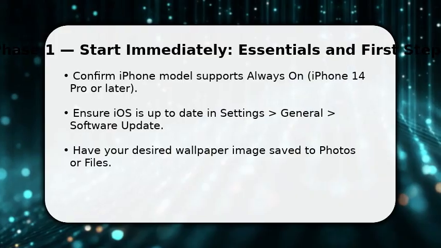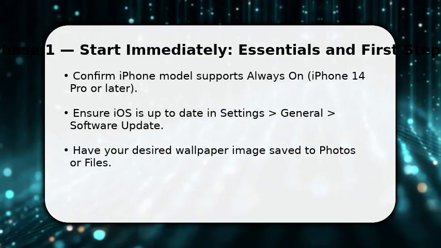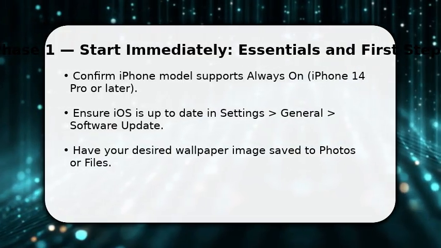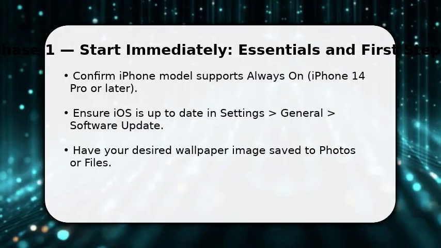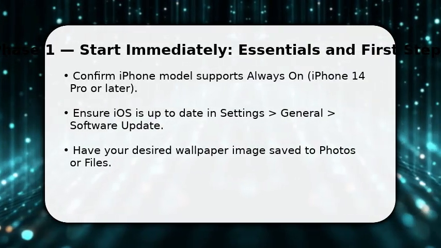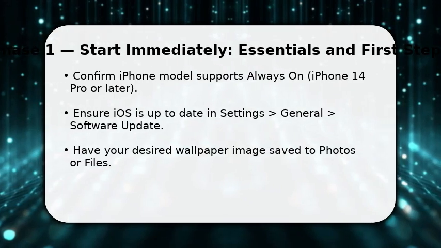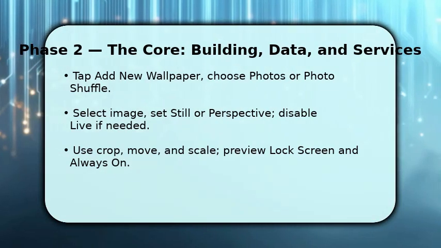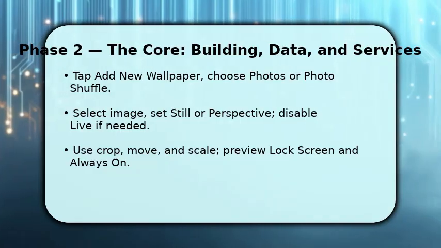You should already have the image in Photos or Files. If not, pause and save it. This prepares the single required path, the only way Apple exposes wallpaper changes for the Always On feature. So you can proceed. You now tap Add New Wallpaper and choose a photo or photo shuffle.